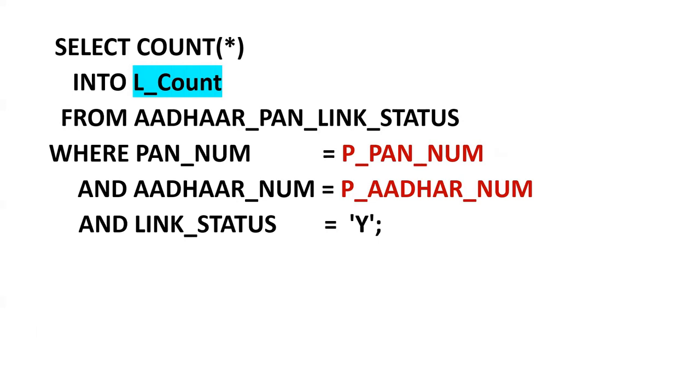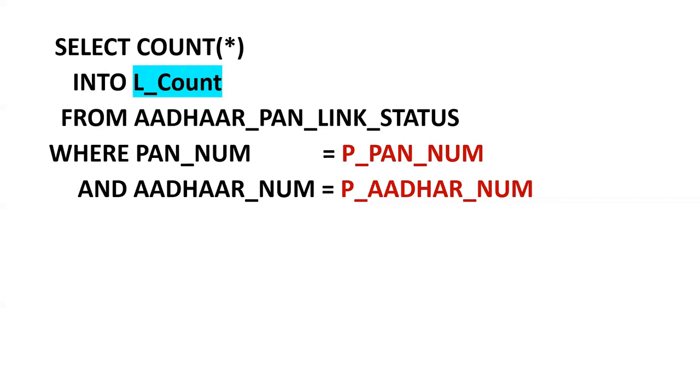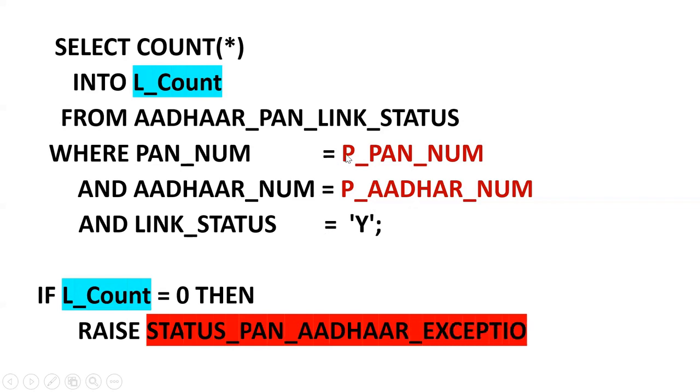So one more time. We are checking the Aadhaar PAN link status. This is a table, and we need to check the PAN number and Aadhaar number. When the user enters a valid PAN number and valid Aadhaar number, the count will be 1. One more condition we need to add is the status check. Based on the status, we can say they're linked to each other. But suppose it is valid PAN number and valid Aadhaar, but the status is N, then this count will be 0. So 0 equal to 0 means we raise the status PAN Aadhaar exception. Hope this is clear. This is the important condition.